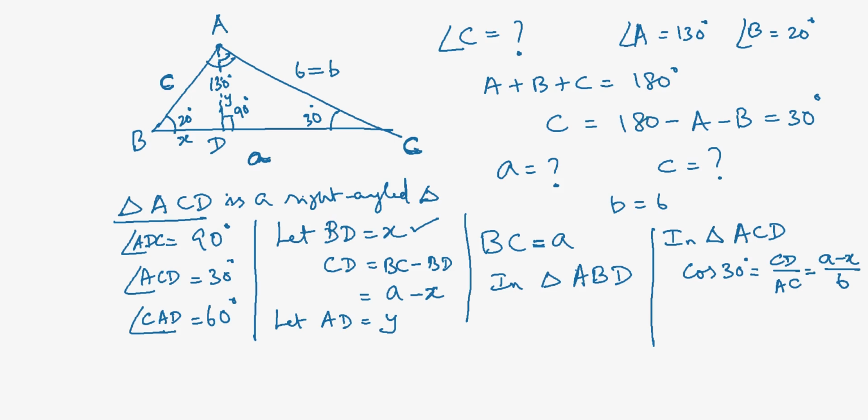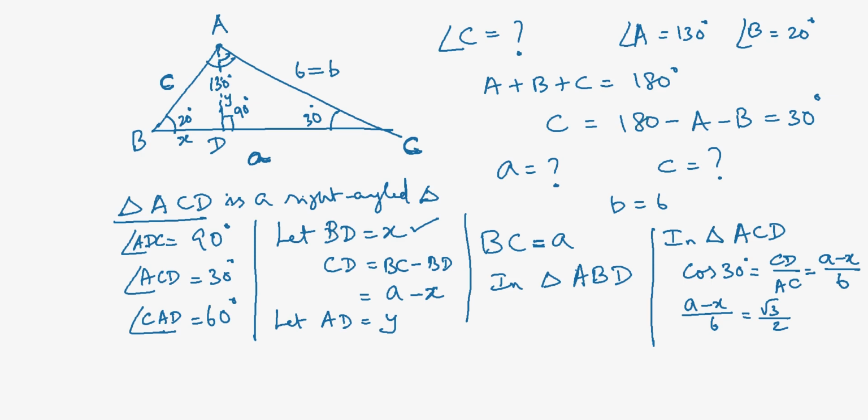Will this help to solve the problem? No, because you are saying A minus x divided by 6 will be root 3 by 2, but x is unknown and A is unknown. Do you get that? That is why I kept it. So look at the ABD.